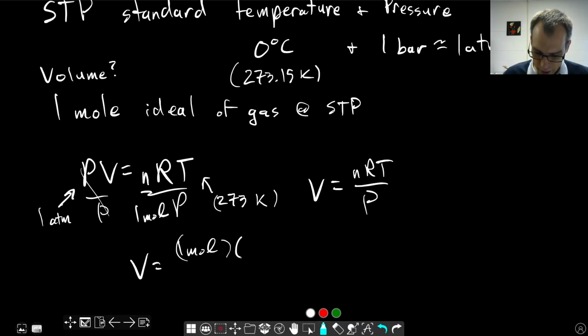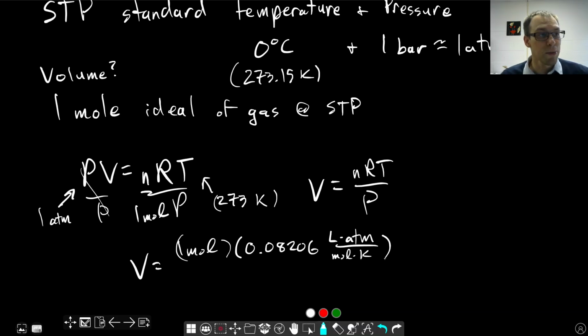R, again, from above, if you go back in the videos, you can see this, 0.08206 liters times atmospheres over moles times Kelvin. And I'm picking this particular value of R with these units because we want the volume in liters, and we're going to express our pressure in atmospheres. So that leads to everything canceling out, except for liters, which we want.